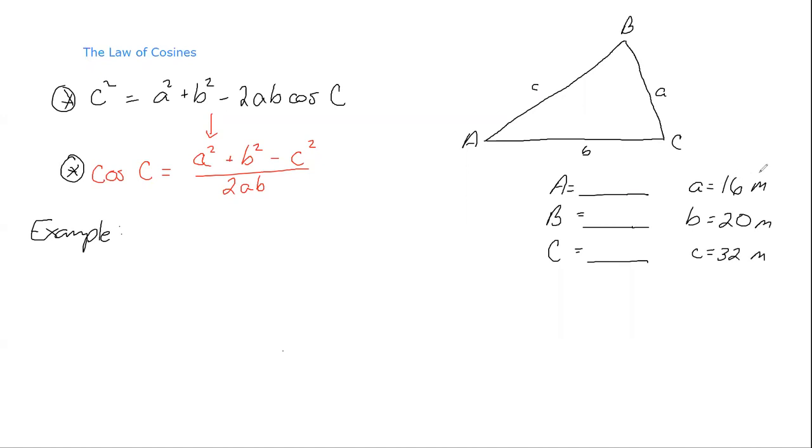Now, it is clear that this is a side problem. No angles are provided. So it really doesn't matter which angle you start with, but you can't use the law of sines because you don't know any angles. So you can't know an angle and its opposite side. So let's find angle A this time.